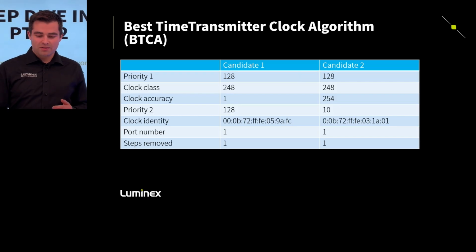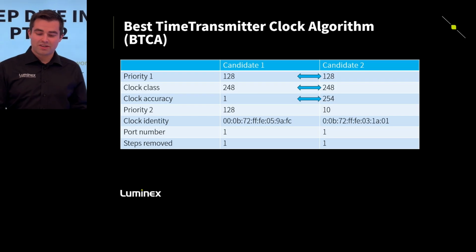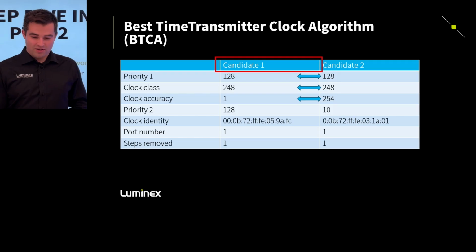Here's another example. In this case, again, they will look first at priority 1, which is the same value. Next up, clock class, again the same value, but then the clock accuracy is 1 on the candidate 1 side, which is definitely lower than the value for candidate 2, so candidate 1 wins the election.